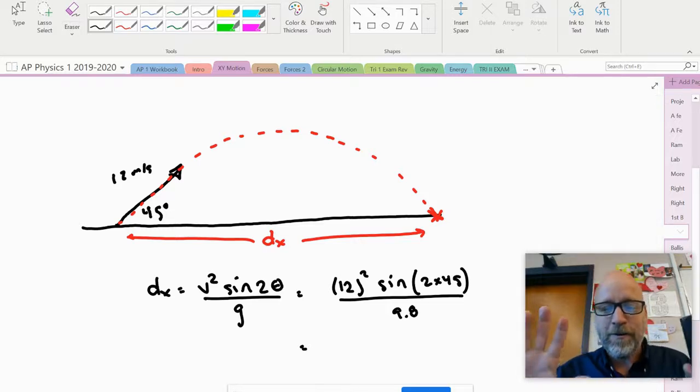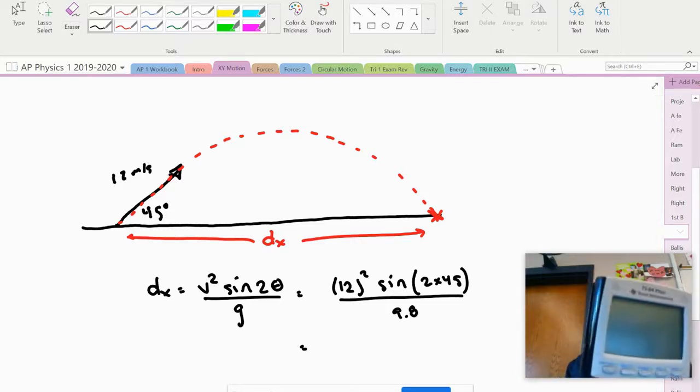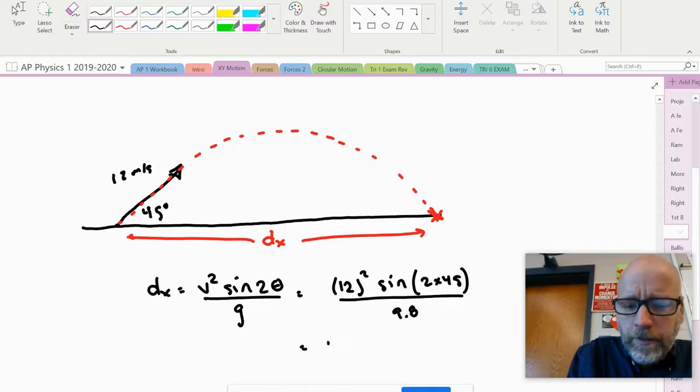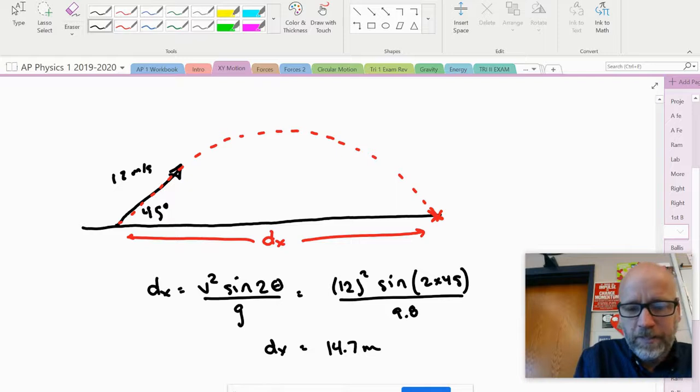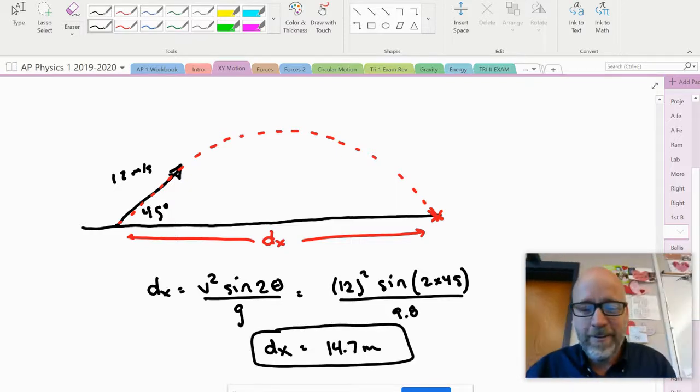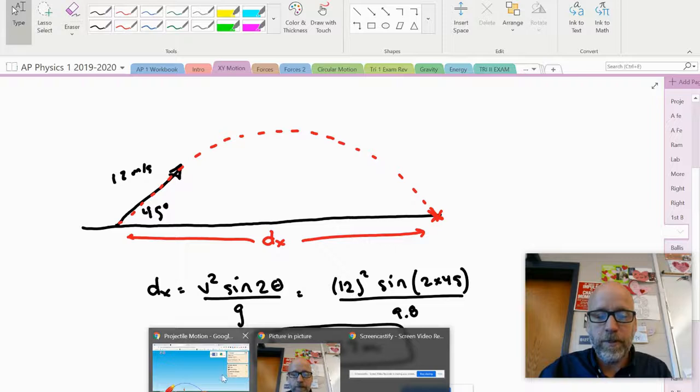It's okay if you don't know. It's all right, because you know what does? Your calculator. But I won't tell your geometry teacher. Honest. So 12 squared times the sine of 90, which is 1, all divided by 9.8, I got approximately 14.7 meters. See how easy that is? That's awesome. Let's go back to the simulation.